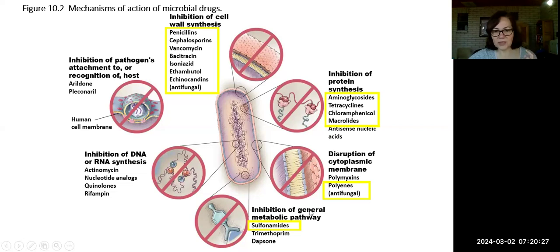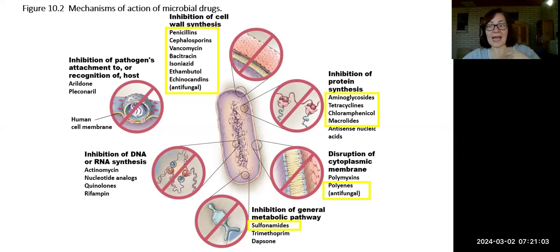And let's see, one more. Inhibition of a general metabolic pathway. That is something other than the things that we just talked about. The one example that I really want you to know is sulfonamides, and we'll get to it and I'll go over some detail, but basically it inhibits the pathway that the microbes have for making folic acid or folate. You might know it as vitamin B9. It's absolutely required for making DNA in some of the microbes.